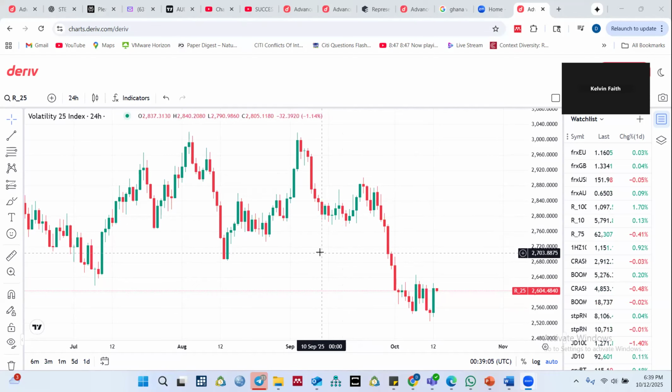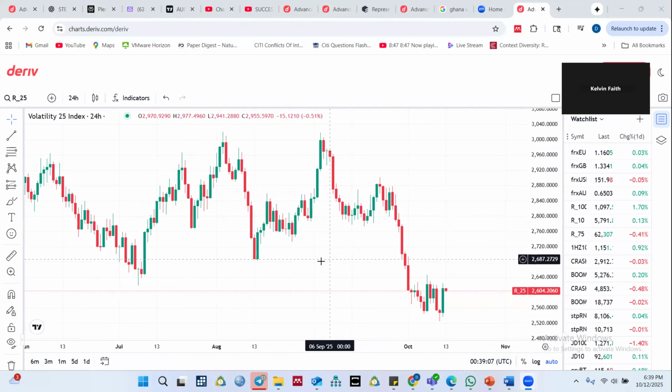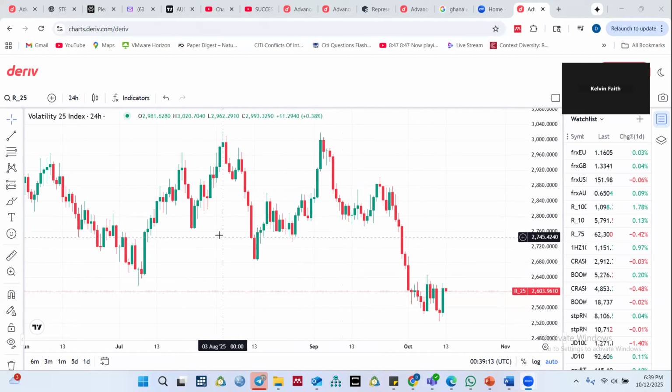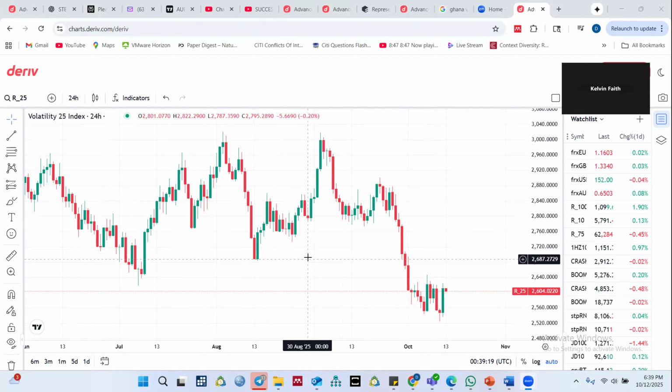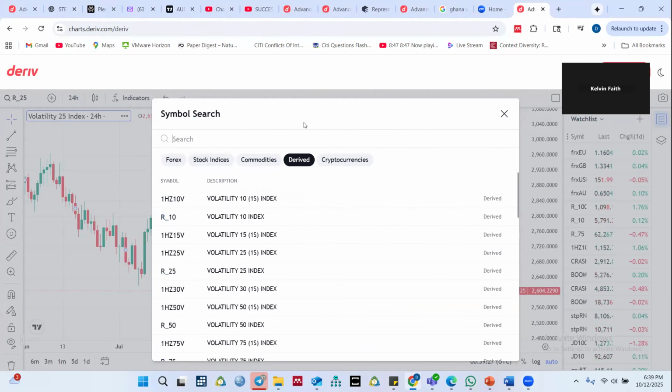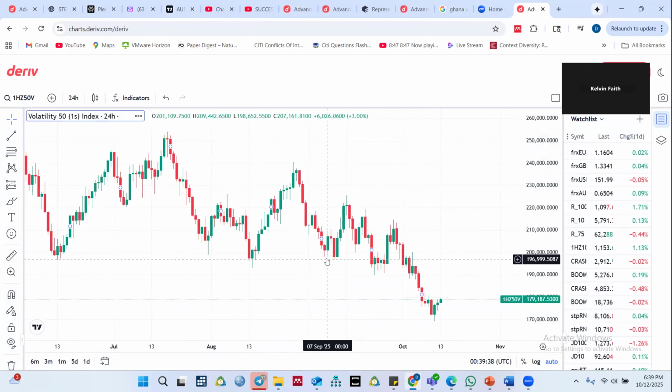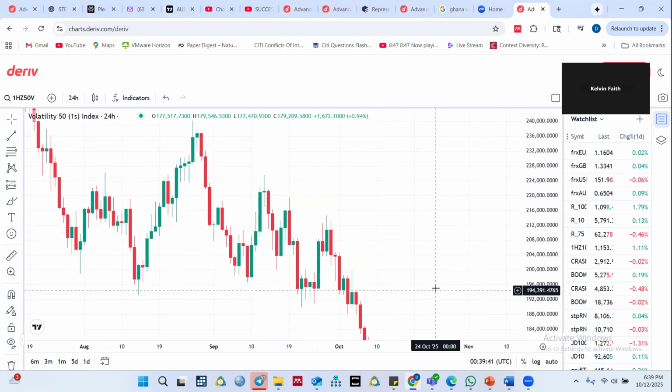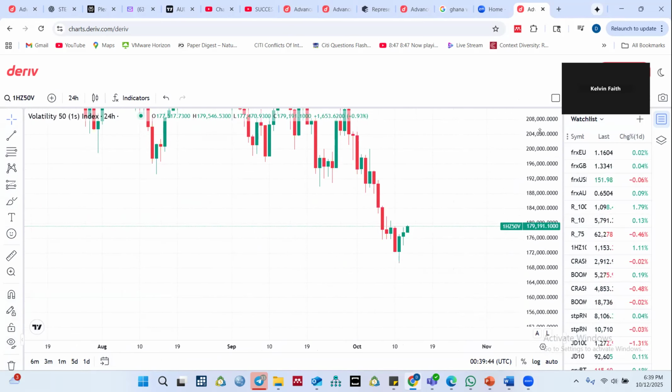I want to discuss a quick setup that I've taken in the last 30 minutes, 1 hour on 51ers using the precision support resistance theory, or precision support resistance concept. So I want to go quickly to 51S, which is on Derive. Good. So this is 51S from 24-hour on Derive.